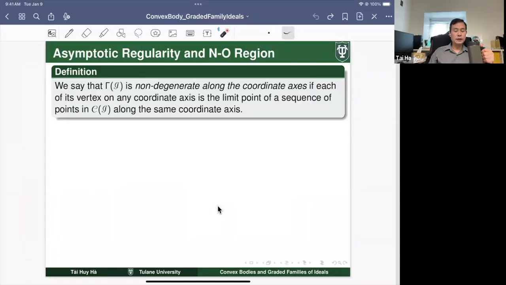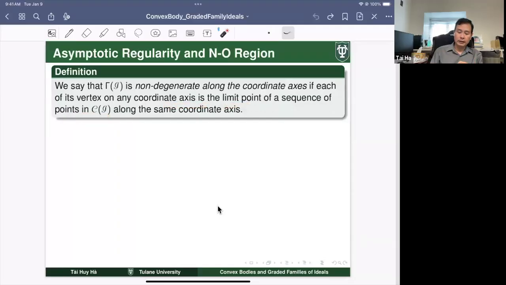Another result that we can prove is based on the notion of non-degenerate along the coordinate axis. So let me first define that. We said that a convex region is non-degenerate along the coordinate axis if each of its vertices, if a vertex lives on any coordinate axis, then that vertex is going to be a limit point of a sequence of points inside the limiting body.